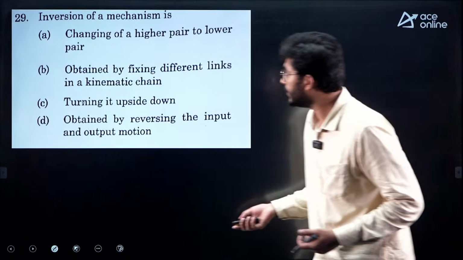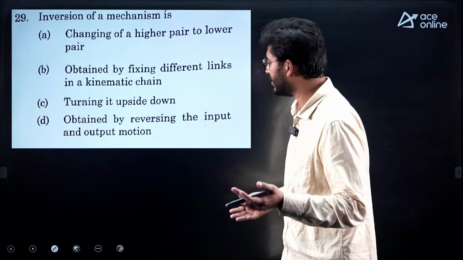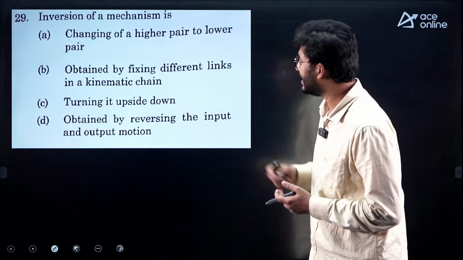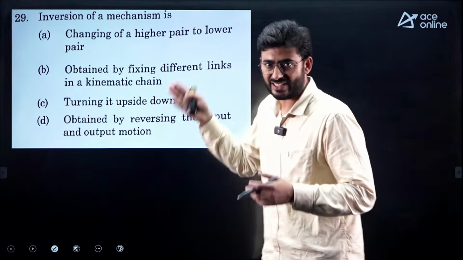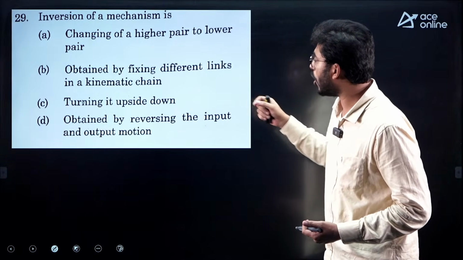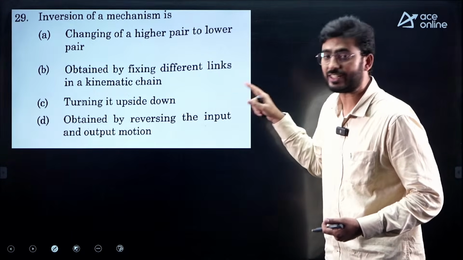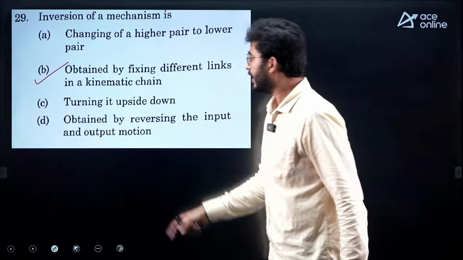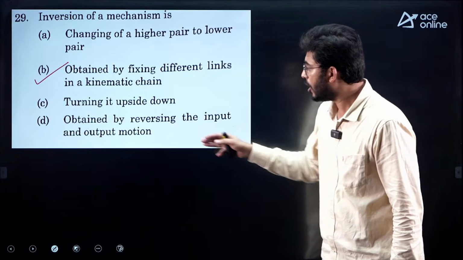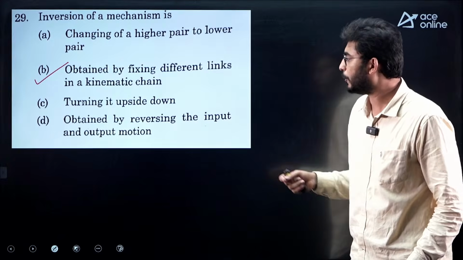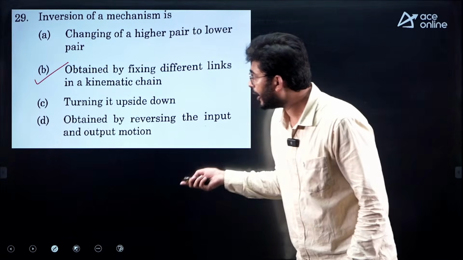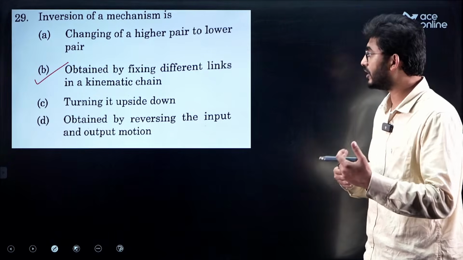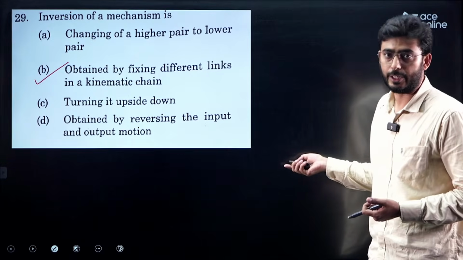Now moving to the next question: the inversion of the mechanism is obtained by. This is a straightforward fact checking. The first option says changing a higher pair to lower pair. No, that is an equivalence condition. The second option says obtained by fixing the different links in a kinematic chain. So option B is more relevant. Next is turning it upside down. This is not correct. Option D says obtained by reversing the input and output motion. No. Okay, so as per the question, option B is the answer. We will be changing the fixture for the adjacent links in order to obtain the inversion.